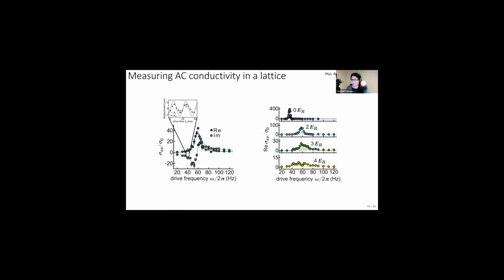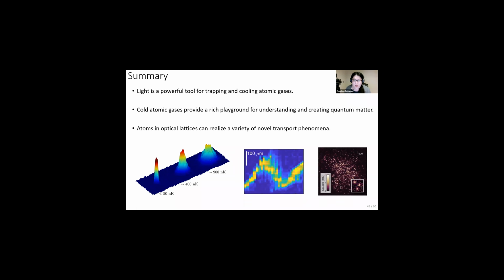So in conclusion, hopefully I've provided a whirlwind perspective about how light can be a powerful tool for trapping and cooling atomic gases. And hopefully I've also convinced you that cold atoms can provide a rich playground for understanding and creating quantum matter. And furthermore, once you've created this quantum matter, I've shown you a few experiments of how you can use these atoms in optical lattices to realize a variety of novel transport phenomena.